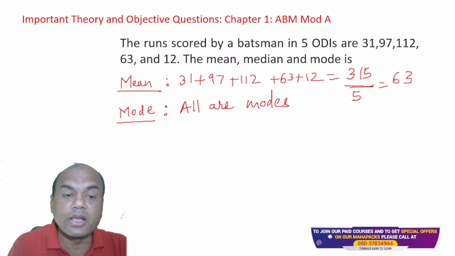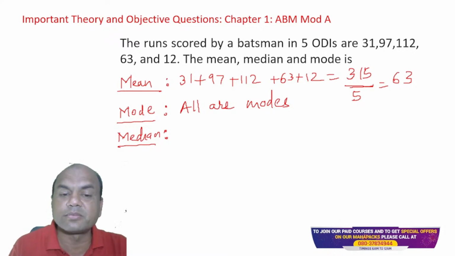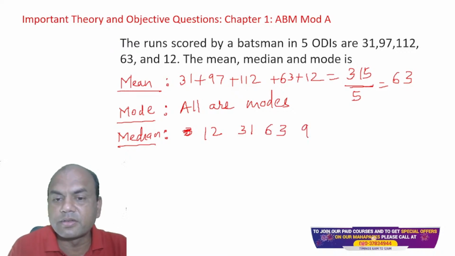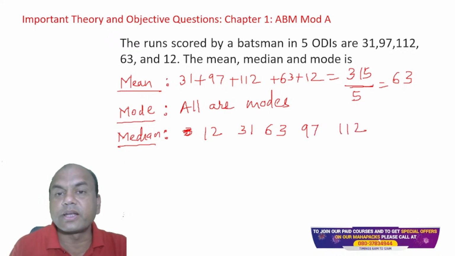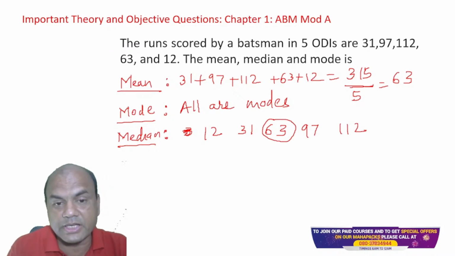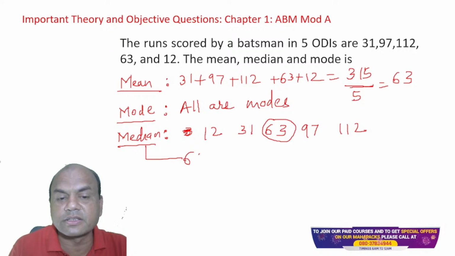Okay? Now median. How to find out the median? What did I say about the median? First arrange from the lowest to the highest. So arrange them. First is 31. Lowest is what? No, not 31. Lowest is 12. Then 31. Then after that 63. After that 97. And last one is 112. Right? So arranged. Whatever is arranged, find the central number. Which is the central number? 63. So 63 is my median. Median equals 63.